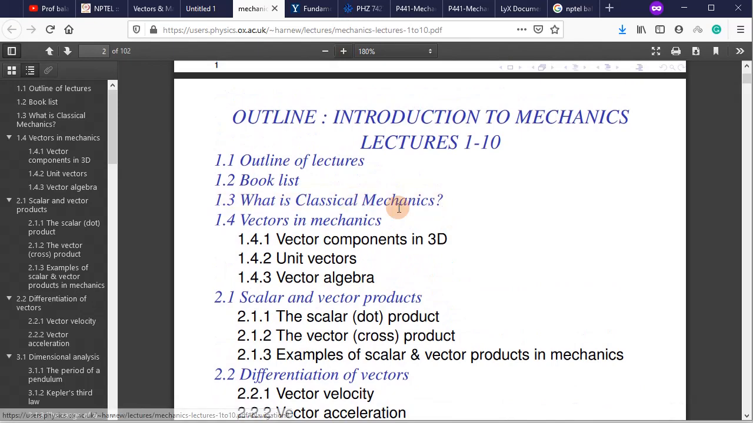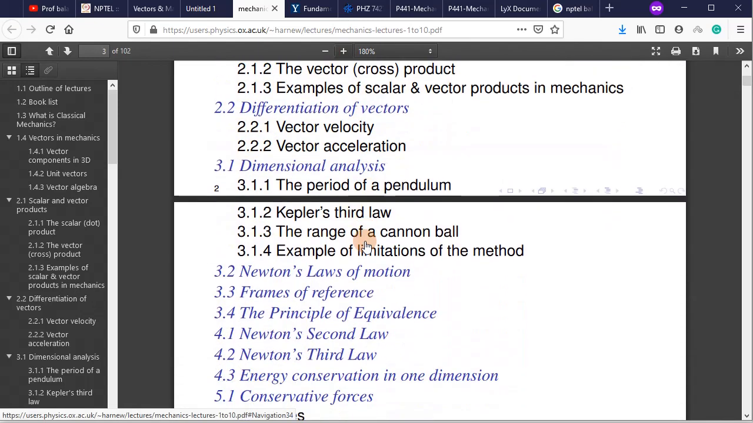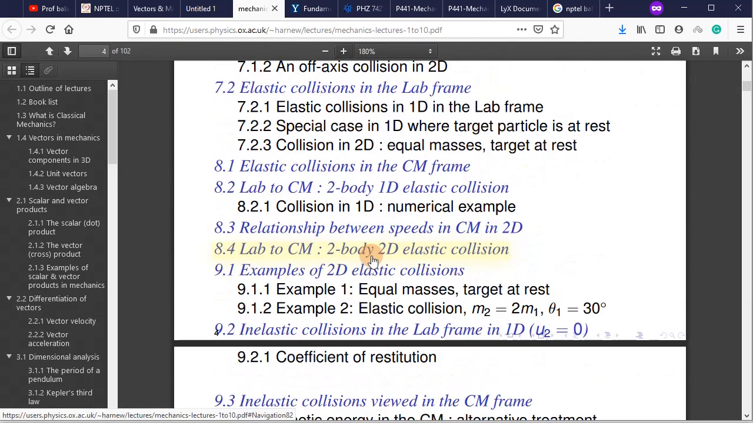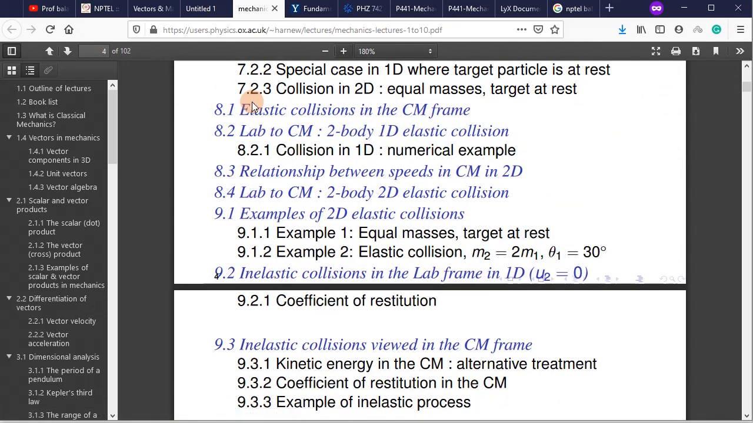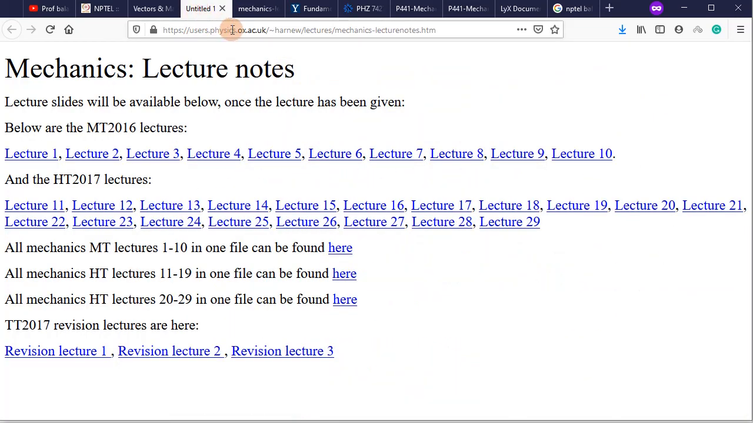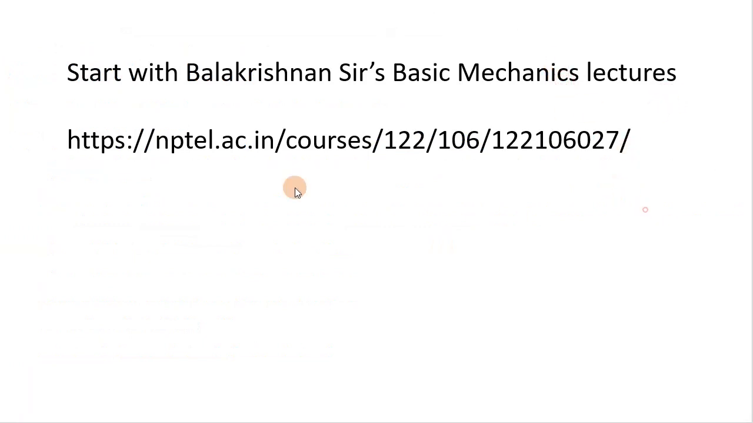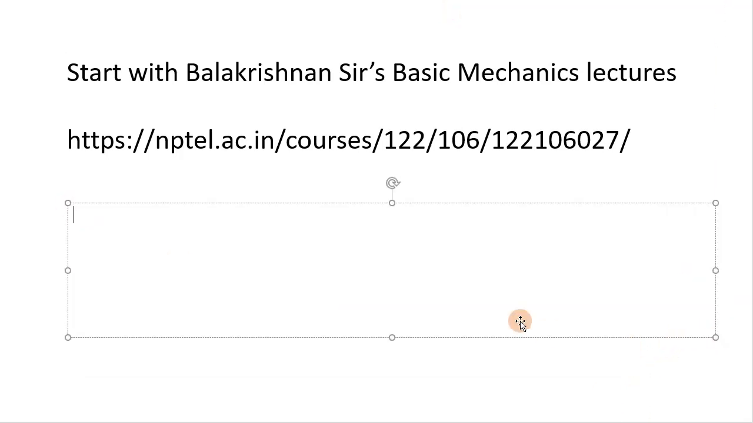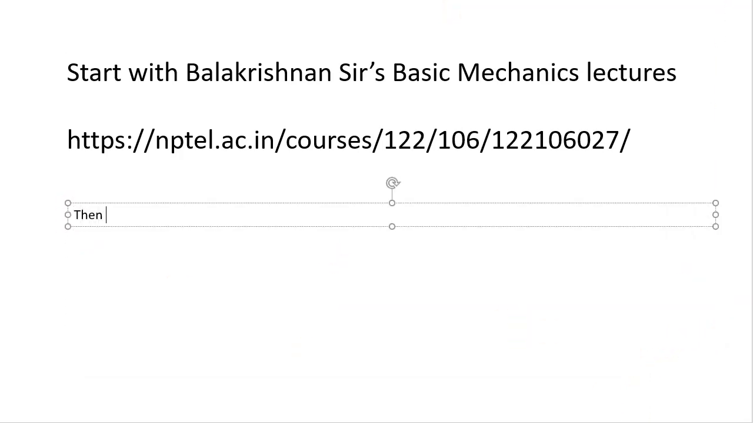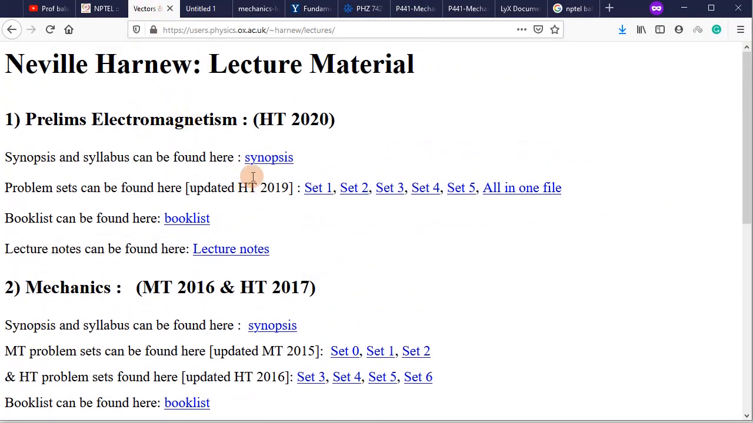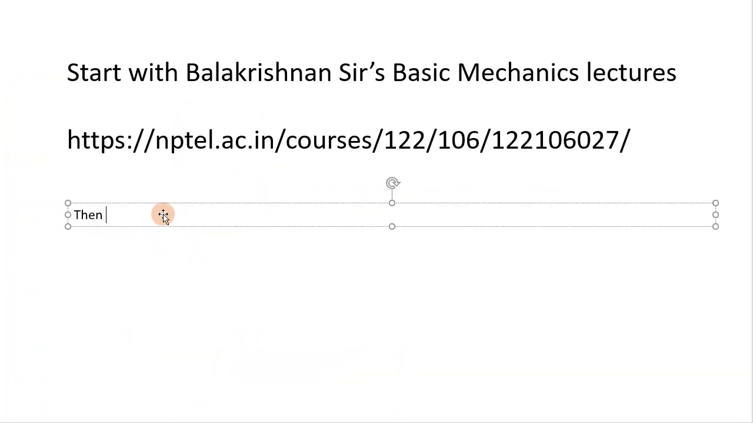He starts with the very basics: what is mechanics, vectors, scalars, differentiation of vectors, Newton's first law and second law. All this very basic stuff he has started with. So these things you will do. I will write it in a text box: Professor Neville Hadnew, N-E-V-I-L-L-E, Neville Hadnew.